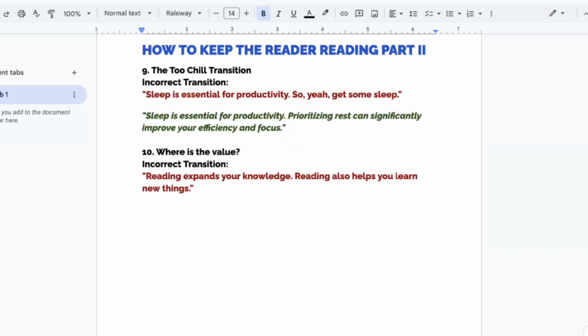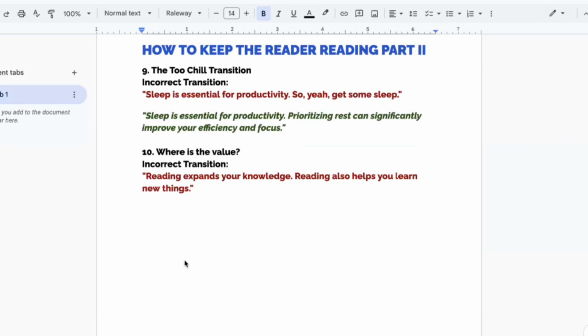Number 10, we've made it to the end. This last one is called, where is the value? Reading expands your knowledge. Reading also helps you learn new things. Thank you, Boo. Appreciate that. But where is the value? Where is the knowledge? Where is the reason why we are here to read this book? We want to get more than just cliche thoughts and notions. We want to get some value.